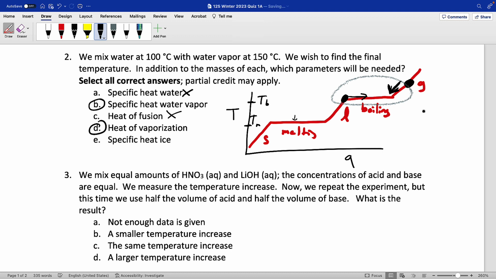Specific heat of ice? No, see, that's way down here. That would be if we had ice below 0 and we needed to heat it up. We don't need that, so let's cross that off. So the correct answer here would be B and D. If you just put one of those, you got partial credit.